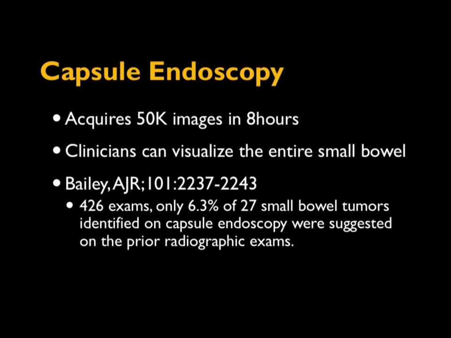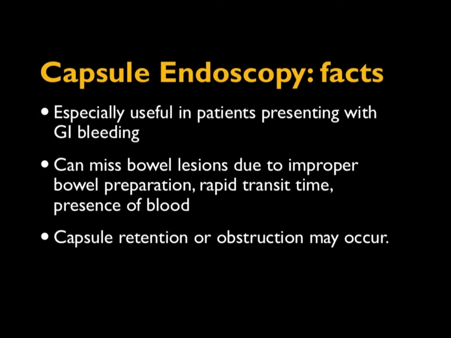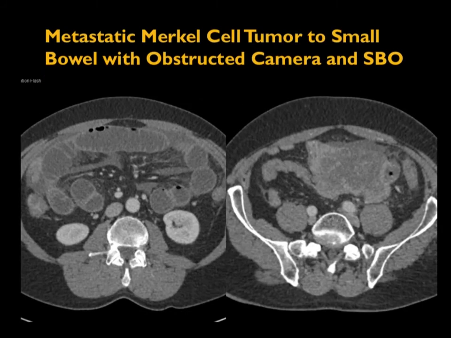If the patient has strictures or other disease, it can become obstructed. You can miss lesions due to improper bowel prep, rapid transit times, presence of blood, and capsule retention can take days. You can see a challenge.